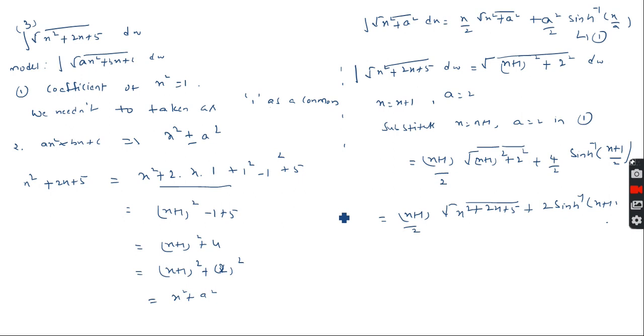So the value of the integral of root of x square plus 2x plus 5 into dx, the final answer, is x plus 1 by 2 into root of x square plus 2x plus 5, plus 2 into sinh inverse of x plus 1 by 2. So we solve each model in one problem.